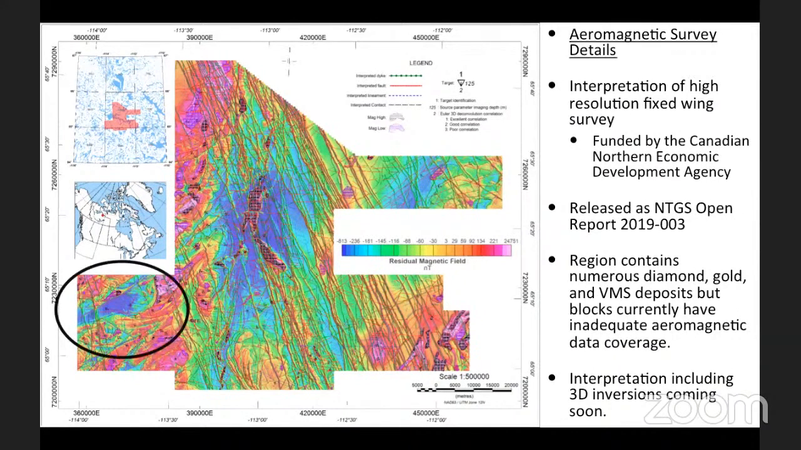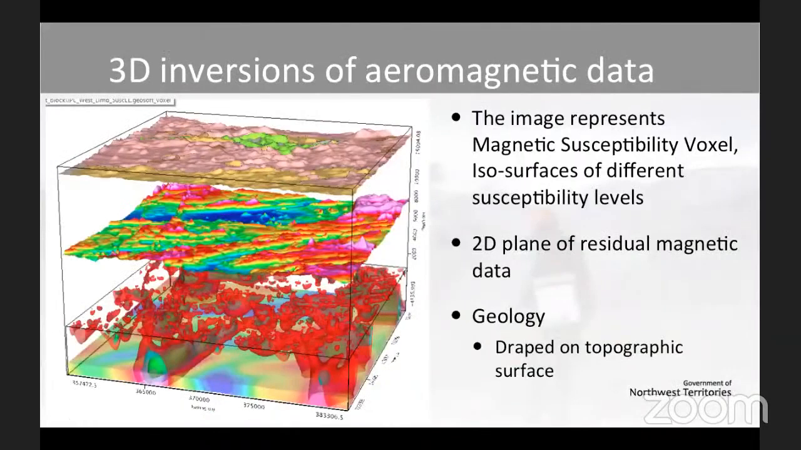I'm going to focus on the area that's outlined in this black circle. This is the Arrowhead outlier portion of the Greenstone Belt. In 2020, I began work in this area, and I just wanted to show some of the data that we have.